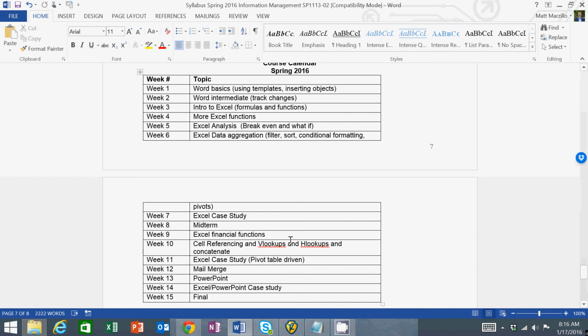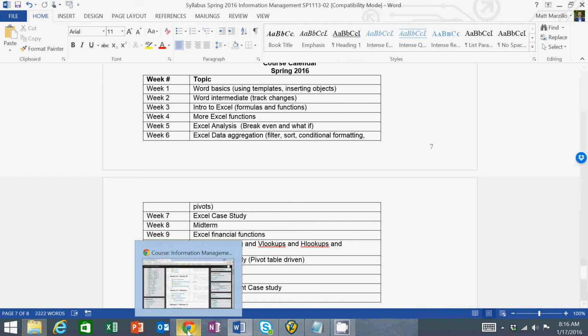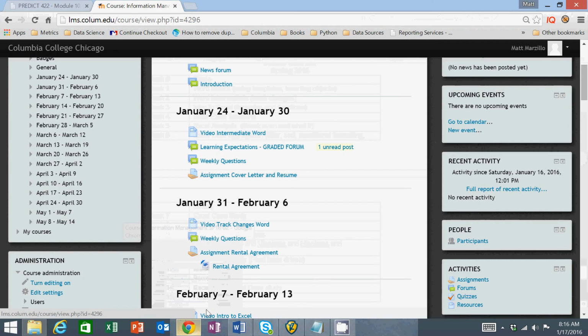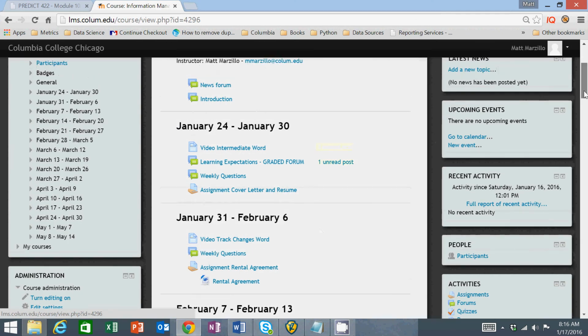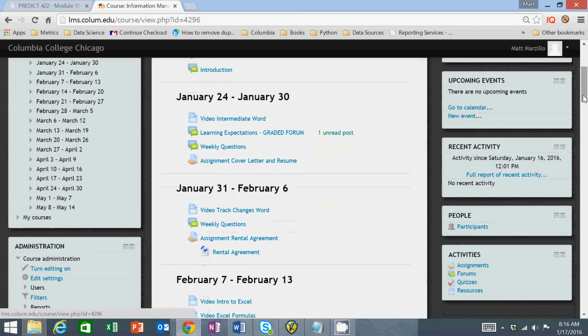So that's the syllabus. I'll go to the course site right now, and as I was saying, there is a natural cadence to the class. You can see week 1 is January 24th to 30th. You have a video here. You have an assignment for doing a cover letter and resume, and then in the first week there actually is a graded forum as well.